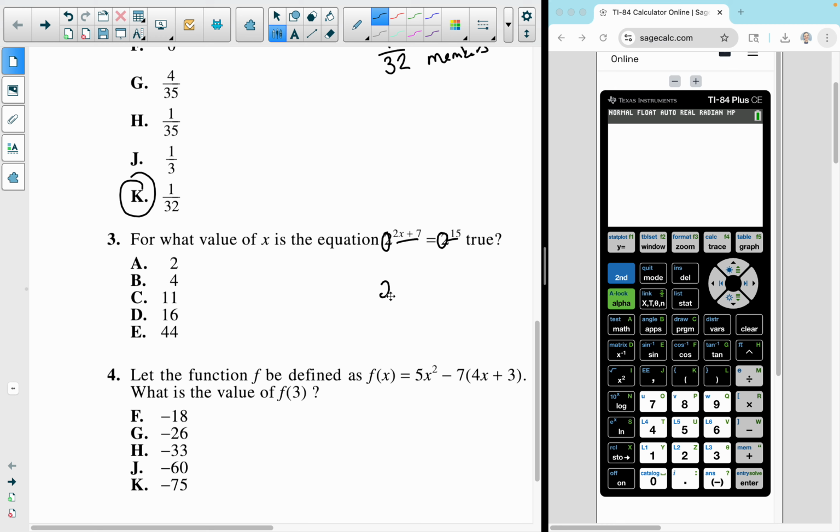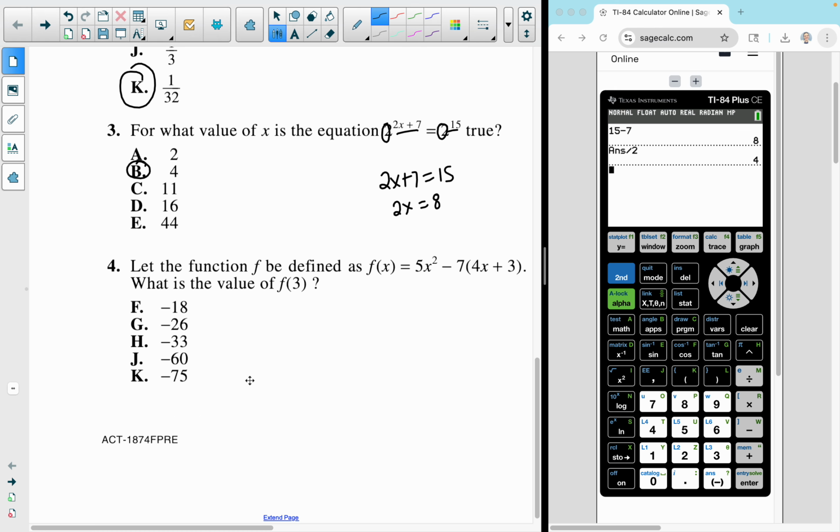So we really need 2x plus 7 equal to 15. So that's what we really need to look at. Then you can use your answer choices, or you can solve a two-step equation. So I'm going to subtract 7. So I'm going to have 2x equals 8. 15 minus 7, I can double check that. 15 minus 7, 8, and then I'm going to divide by 2, so I can do that straight in my calculator, and I get 4. So x is equal to 4.